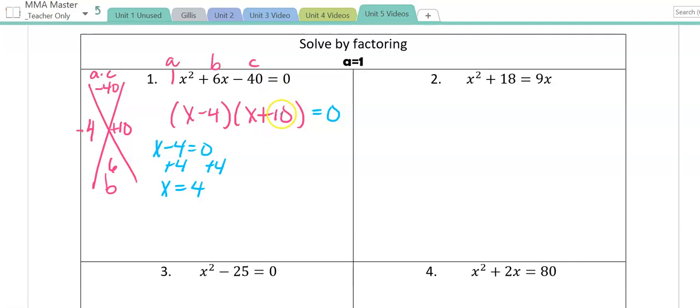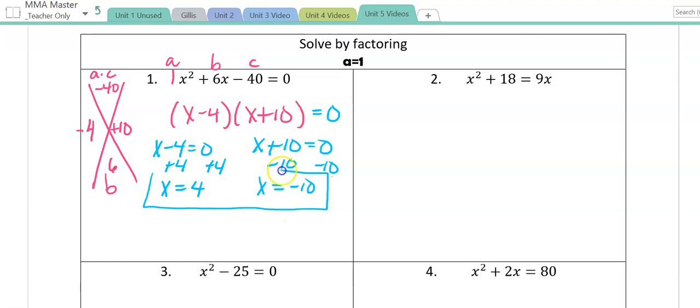What would make a positive 10 zero? A negative 10. It's the same concept. So I am actually okay if you guys skip this part and go straight to this and find your answers. So these are our answers: 4 and negative 10 is where this graph is going to cross the x-axis. To write it as a solution set, you want to put it in order from smallest to largest, and that is it. So this would be your answer to this problem.